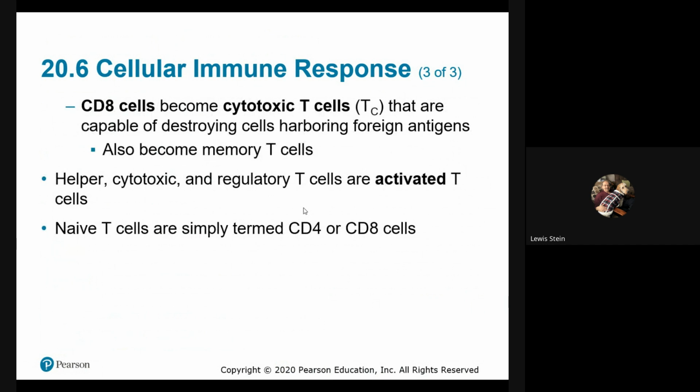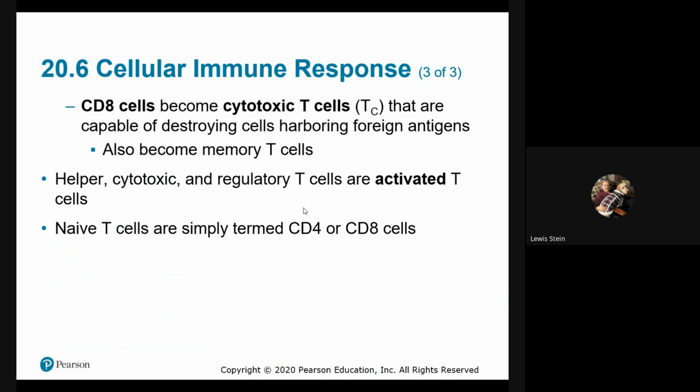CD8 is the marker. It's a glycoprotein marker like CD4, and they become the so-called killer T, more appropriately T sub C or cytotoxic T cells. They can be either the active cell, which is the cytotoxic cell, or a memory version of it. So they can be an effector or a memory cell. So helper, cytotoxic, and regulatory are all the forms of activated.